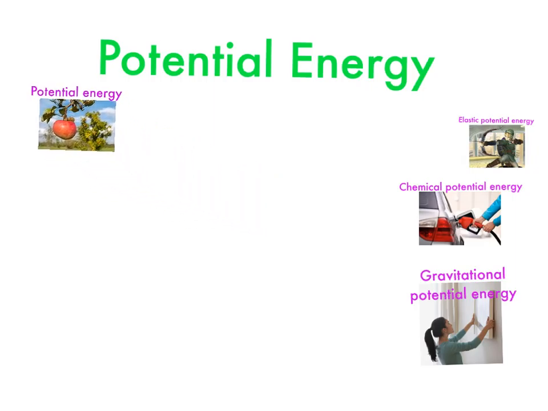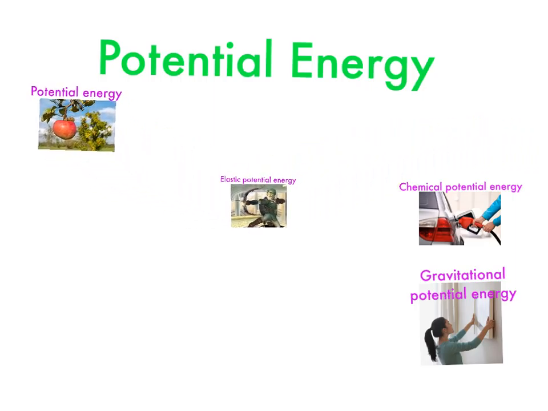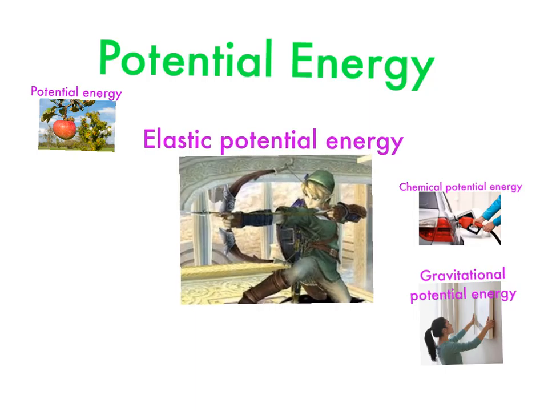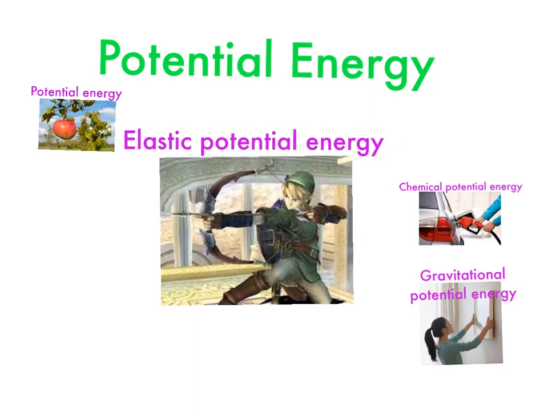Next blank says energy that is stored in a stretched or compressed object is called elastic potential energy. An example of this is when you stretch a rubber band or when you pull back a bow and arrow like this. So the string or the bow is stretched, so it has elastic potential energy.